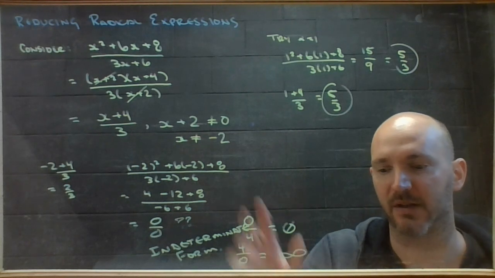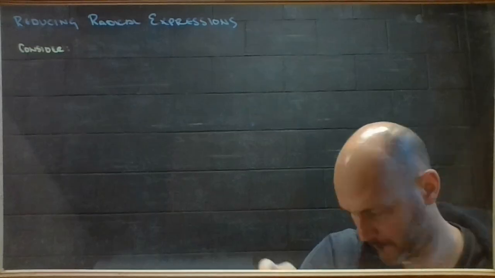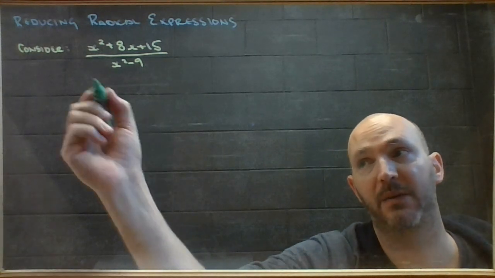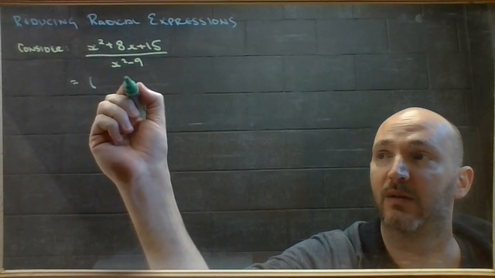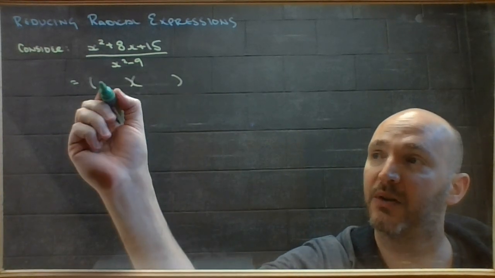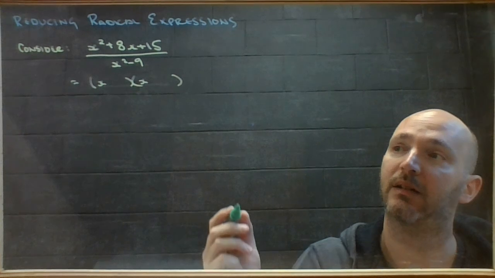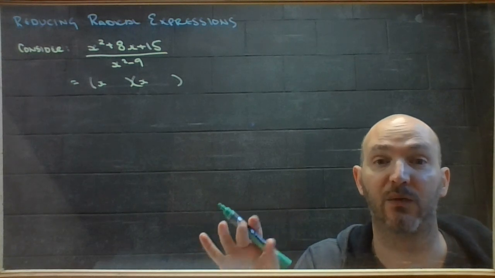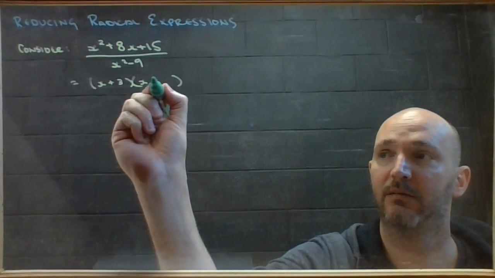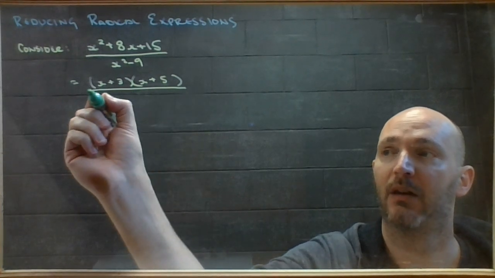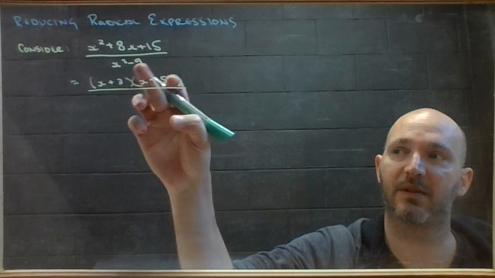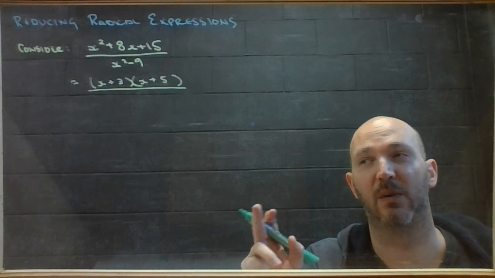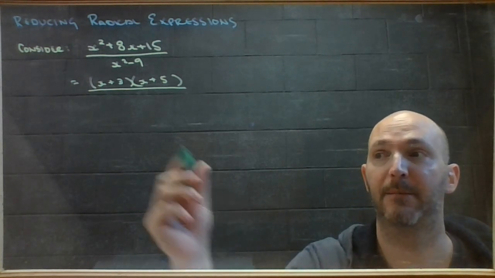All right, I'm going to clear this off and do a couple more examples. So I've got squares on both the top and the bottom now, so I'm going to have to factor both. Top, that's a classic trinomial, so I need an x and an x. And I need two numbers that multiply to 15 and add to 8. That'll be 3 and 5. And in the bottom, I have an x squared subtract a 9. A 9 is a perfect square. X squared is a perfect square. So that looks like difference of squares factoring to me.